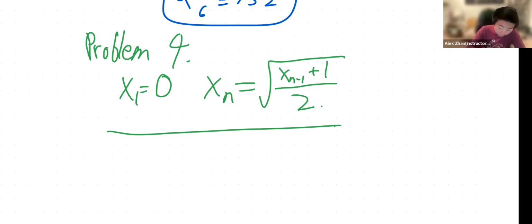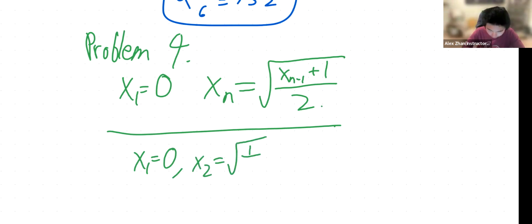Any ideas? You can first calculate the first couple terms, but there won't be any obvious pattern. Because what we'll get is x1 equals 0, then root 1 over 2. No ideas? Okay, then I'll give a little hint.